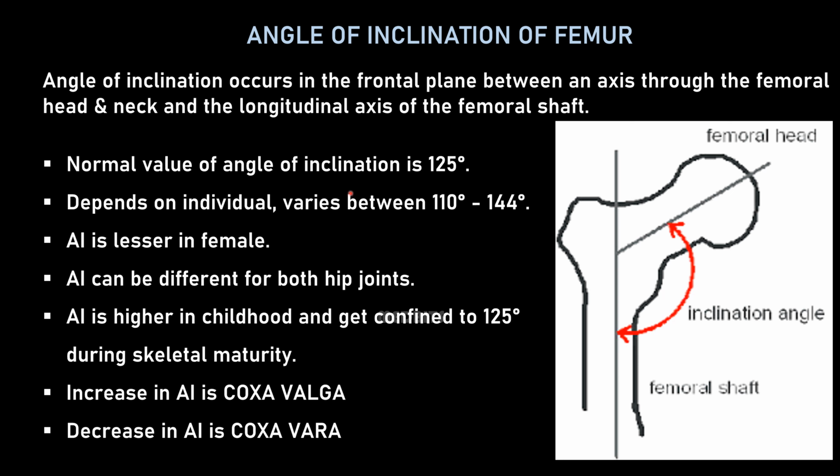The normal value of the angle of inclination is 125 degrees, as I've said. It depends on the individual and varies between 110 and 144 degrees. The angle of inclination is lesser in females. It can also be different for the two hip joints. The angle of inclination is higher in childhood and gets reduced to 125 degrees during skeletal maturity. We all have gone through this stage.